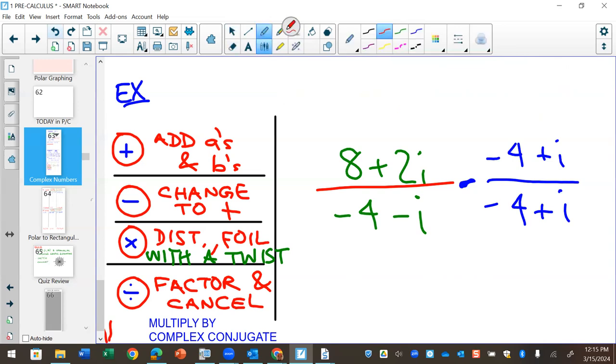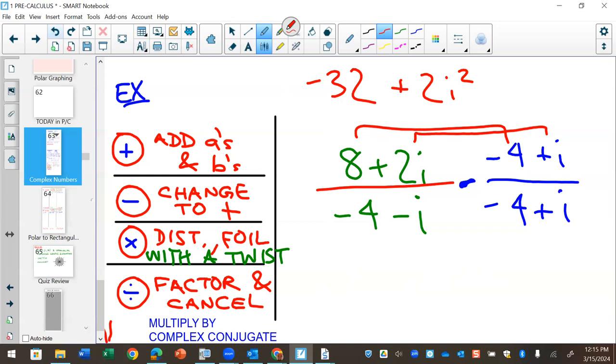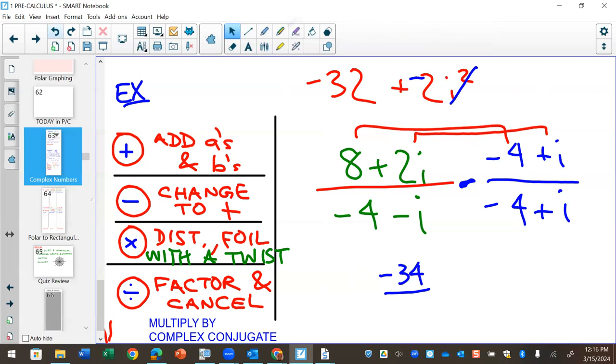What do we get first? Negative 32. And you'll like this. What do you get outside? A 4i, and inside, minus 8i. Wave bye-bye to the 8i's. And then what's last? Plus 2i squared. What's that going to turn into? The twist. Cross out, change. And that gives you a total up top of negative 34. FOIL the bottom. What do you get first?